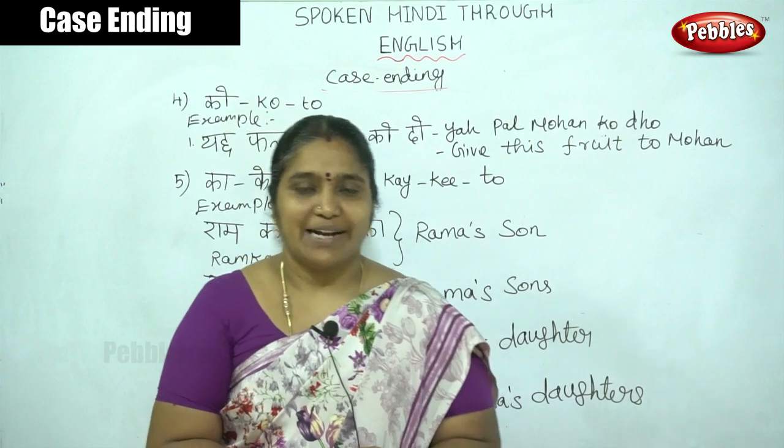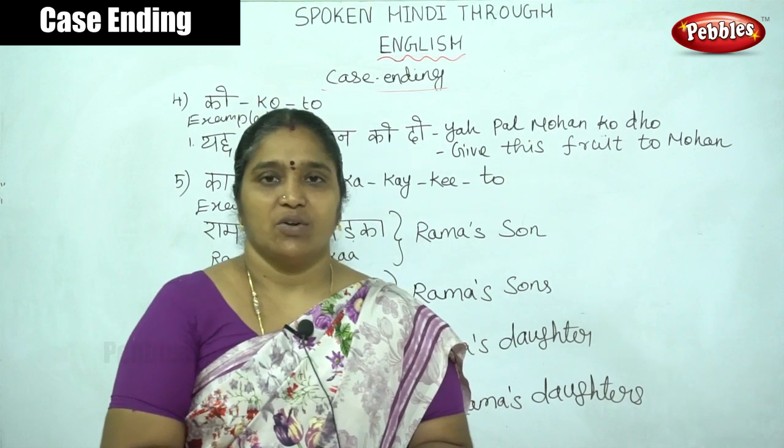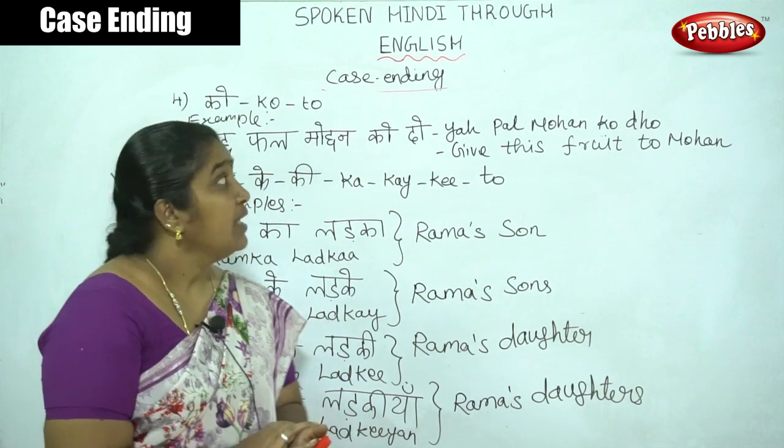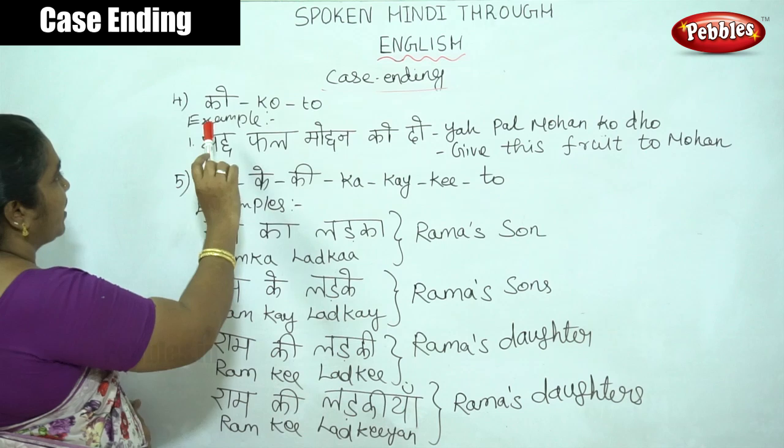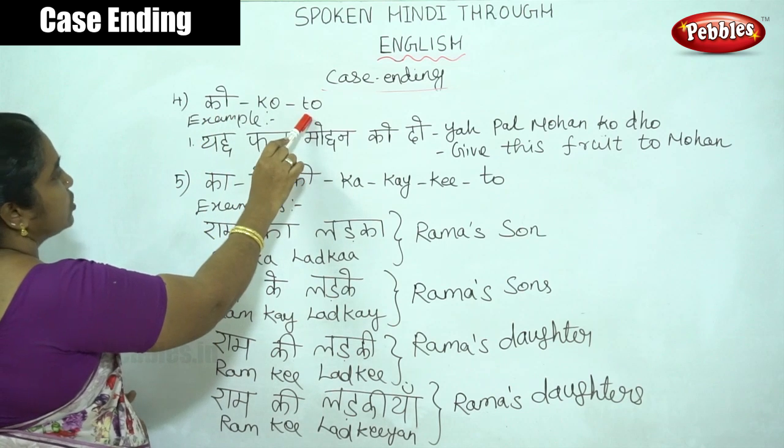Let us learn another set of case endings. The next one is ko. The meaning is "to".